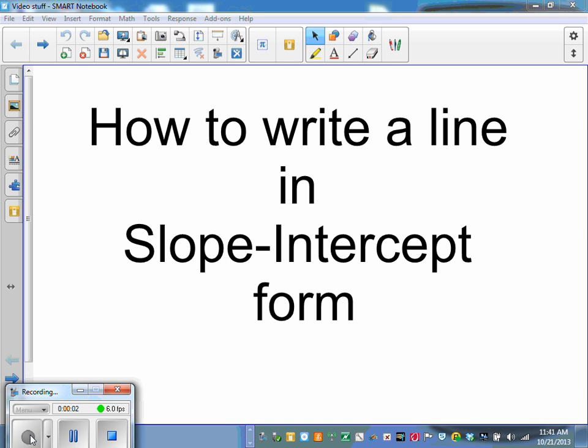All right, today we're going to learn how to write a line in slope-intercept form. There's going to be a couple of different ways that we need to do this, or different amounts of information that we are actually going to be given. So we are going to talk about them today.